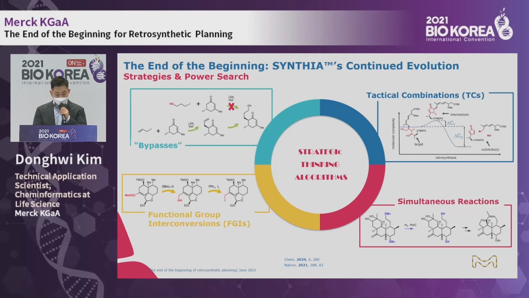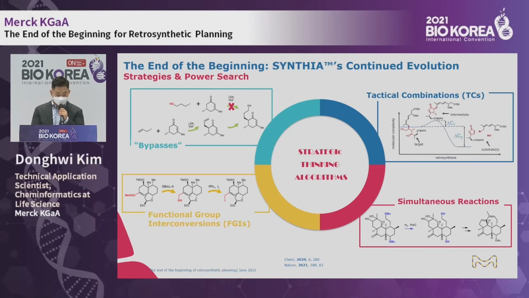Finally, you can also have simultaneous reaction. Algorithms are also implemented to combine reactions which can be performed at the same time, such as simultaneous deprotection. For example, simultaneous deprotection of a benzoyl group from the primary and secondary alcohol present here in Cynthia.